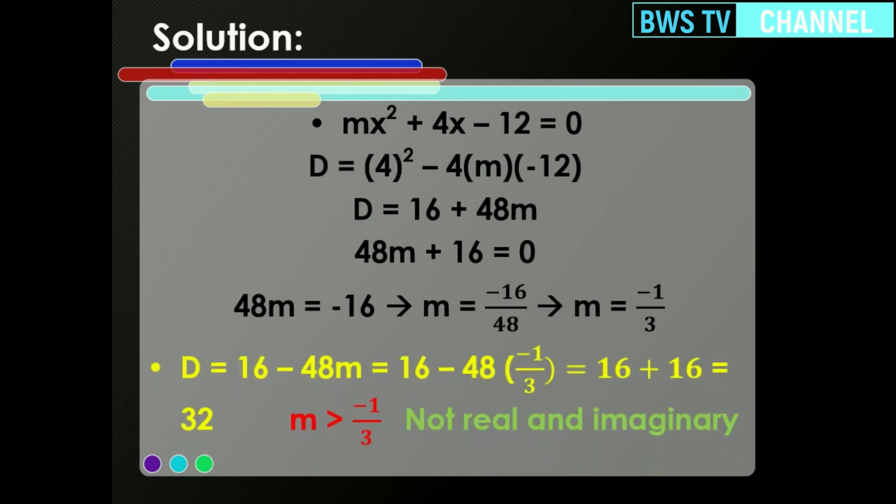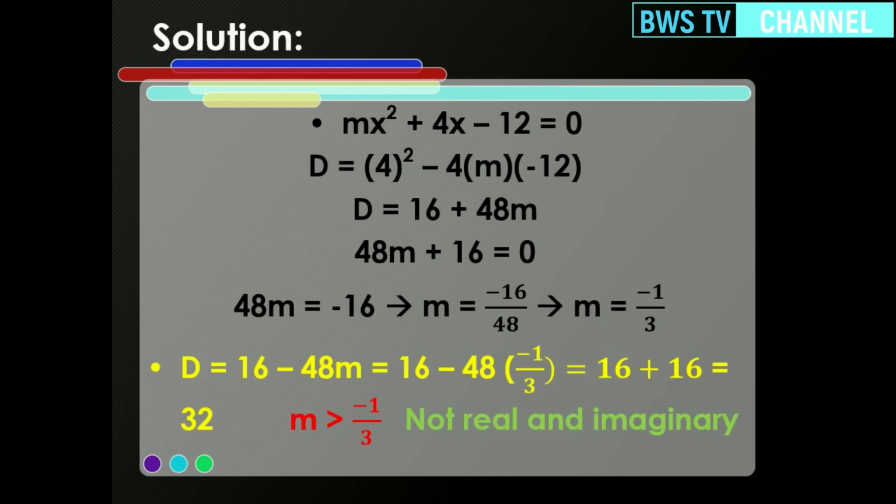Substitute negative 1/3 to the discriminant equation. So you have 16 minus 48m. Substitute 16 minus 48 times negative 1/3. And then you have 16 plus 16 is equal to 32. So if your discriminant is 32, what should be the description? It should be 2 real, irrational, unequal. But the condition is asking for not real and imaginary.